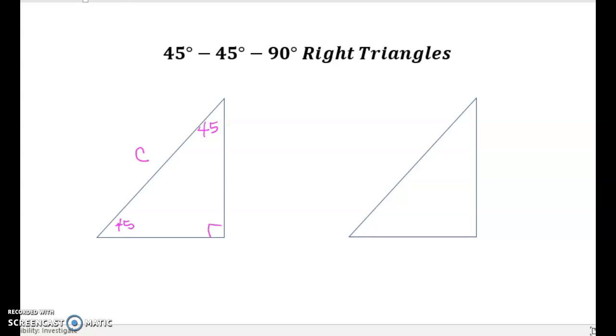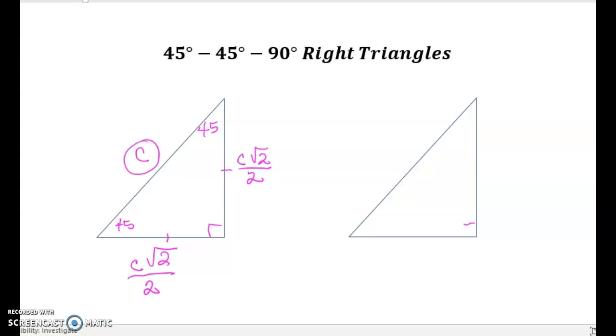For instance, if the hypotenuse is C, the legs, which are equal, would be C times the square root of 2 all over 2. So whatever C is, if C is 5, then your legs are 5 root 2 over 2 each.